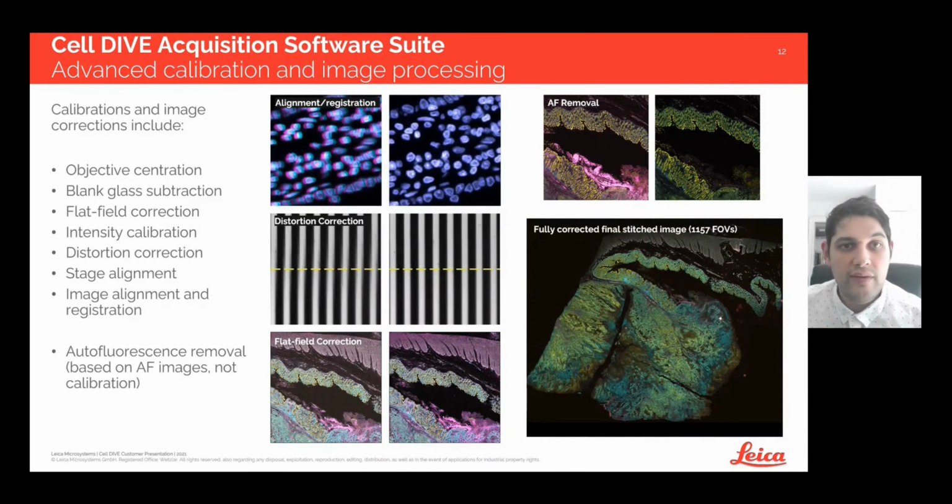I wanted to touch on the advanced calibration image processing that occurs automatically as part of the Cell DIVE process. There are many calibrations that we've baked into the system, over 10, such as objective centration, blank glass subtraction, flat field corrections, intensity calibrations, and more, as well as the autofluorescence I alluded to earlier, to leave you with fully corrected final stitched images of very high quality.